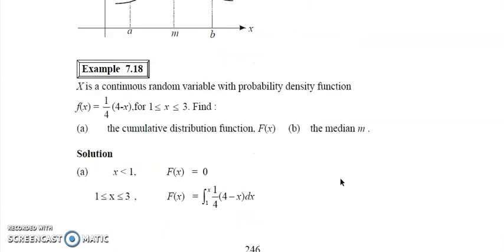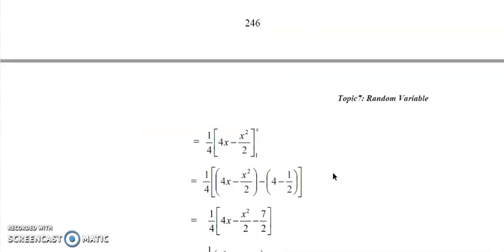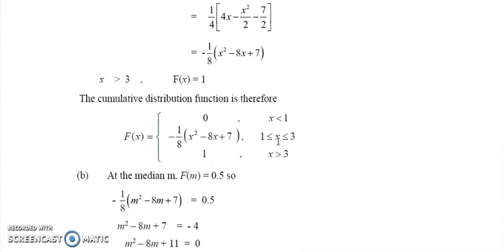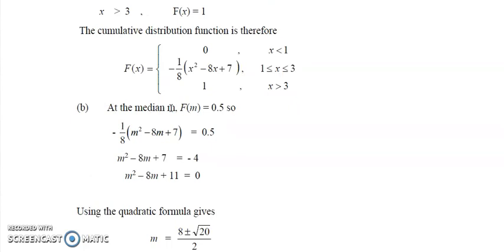As for question B, we are going to focus on 7.18, which is how to find the median. You may put some notes: 7.18 to find the median here. And you may practice finding the CDF, which is your piecewise function. To find the median, we know capital Fm will be 0.5. Capital Fm is this function, negative 1 over 8 times x squared minus 8x plus 7.